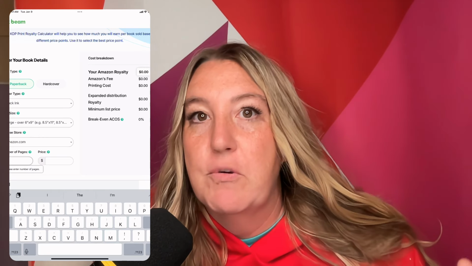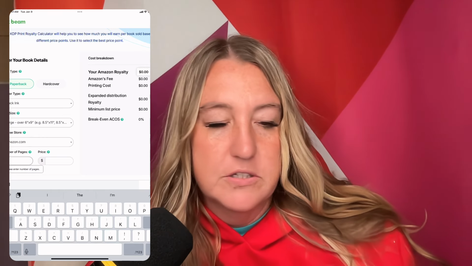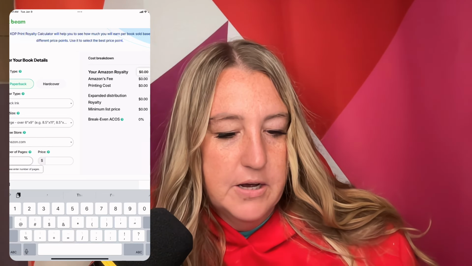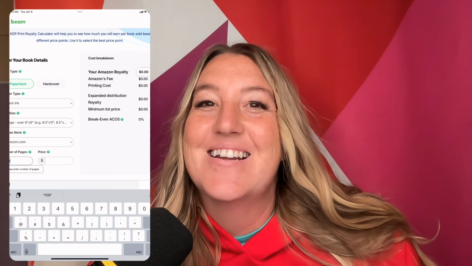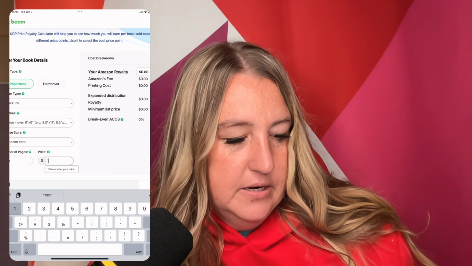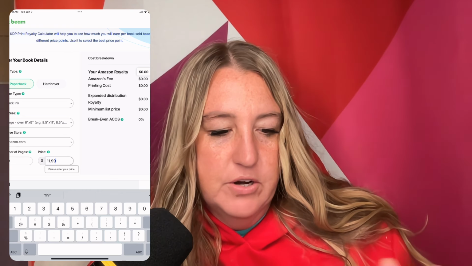Okay, this is for profitability. This is why we focus on this. So for our coloring book, I'm going to do 109 pages. The reason I like 109 is because once you get to 110, the price changes. I'll show you that. So let's put in a price here. We know that if we price our book under $9.99, we get less royalties. Okay, so let's look. I hit enter.